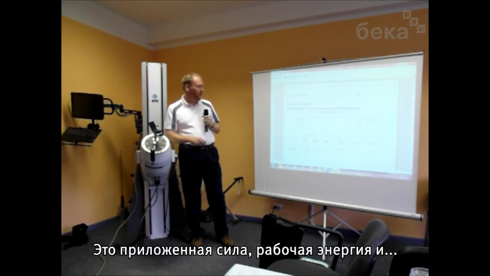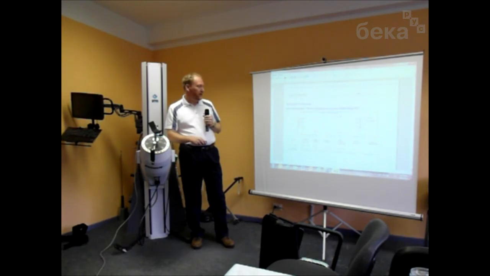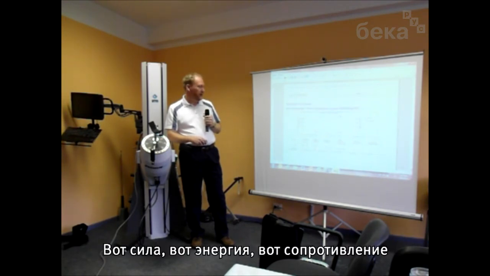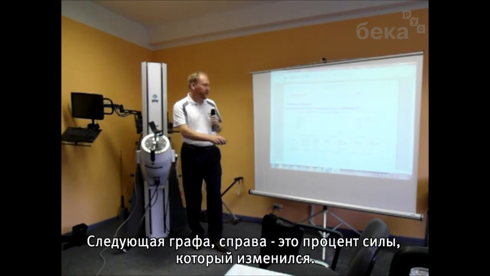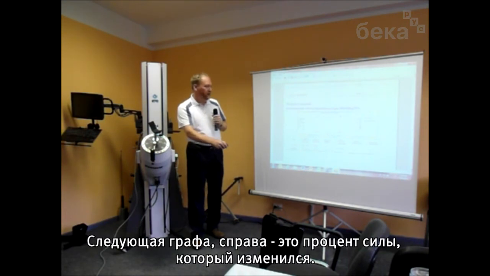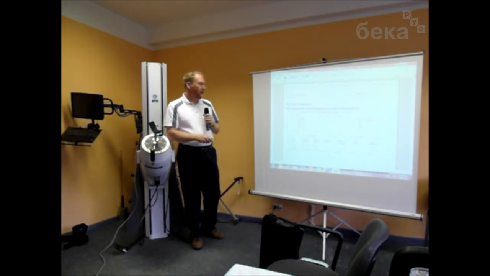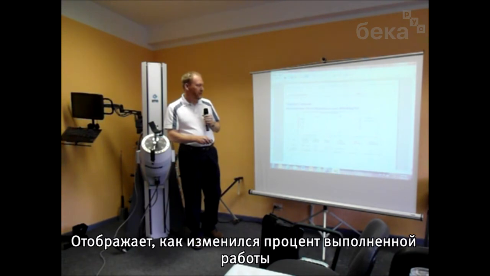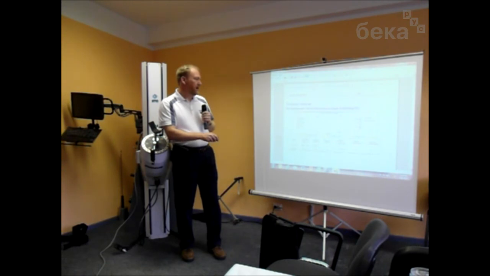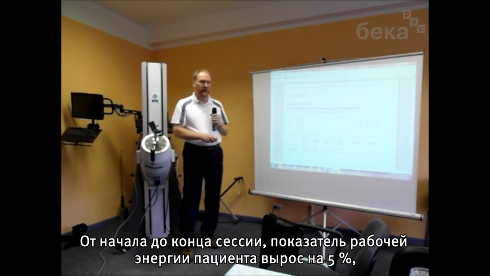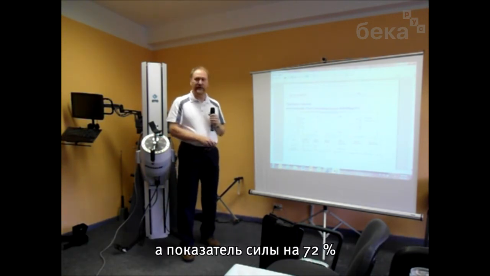This is the power output, the work output, and this is power, this is work, this is the resistance that they were exercising against. The chart right next to that, to the right, tells you whether or not the force that the person was exercising against changed over that time period, and by what percentage. And it shows you the percent change for work and percent change for power. So from the beginning to the end session, this person's work output increased 5% and their power increased 72%.